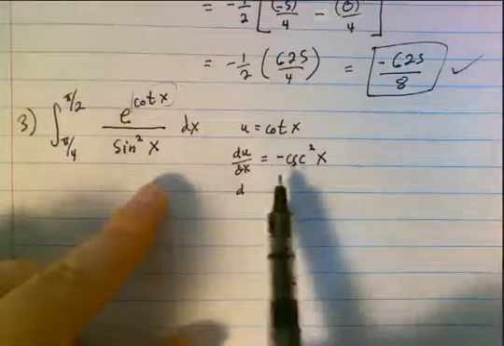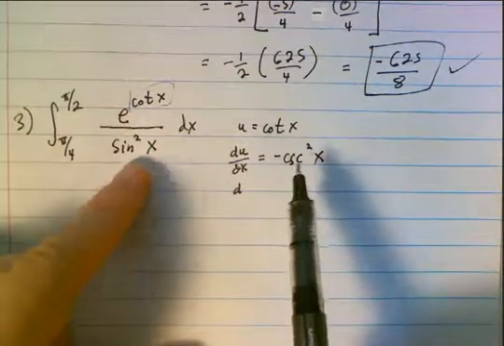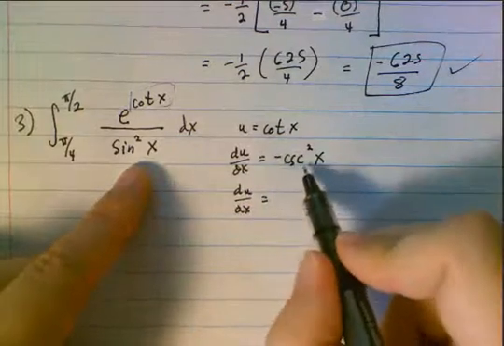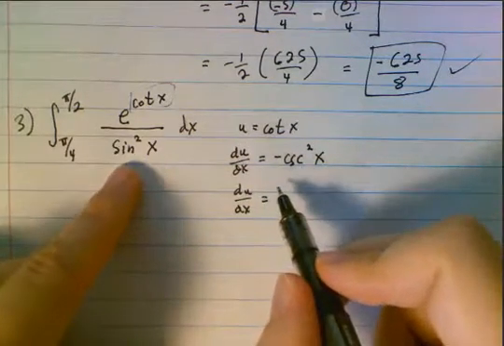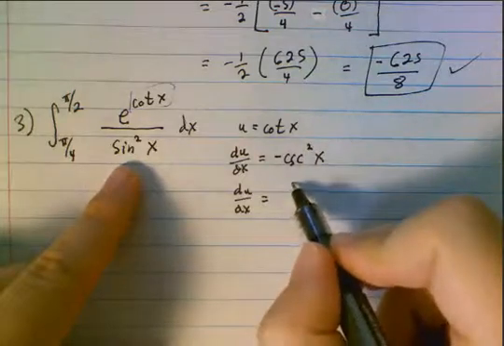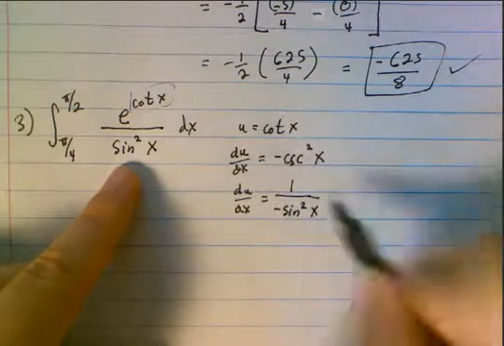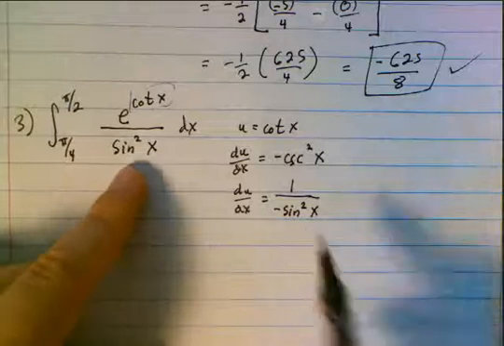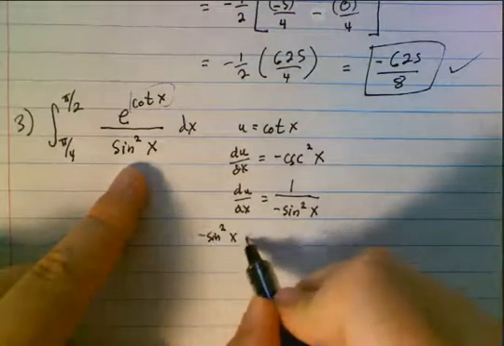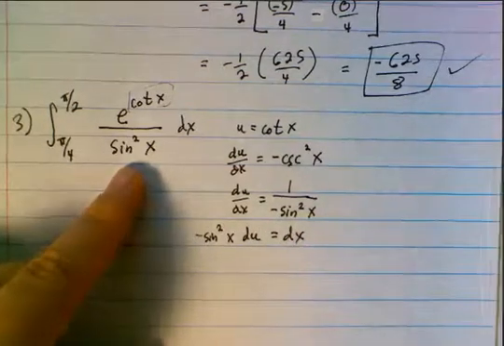Now, we're going to want this negative cosecant squared and the sine squared x to cancel out, but they don't look the same right now. One of the key things that we have to remember is that cosecant is the same thing as 1 over sine. So if we have negative cosecant squared x, that's the same thing as 1 over negative sine squared x. Now these are going to cancel out nicely. If I multiply both sides by negative sine squared x, multiply both sides by dx, I get that nice piece there.